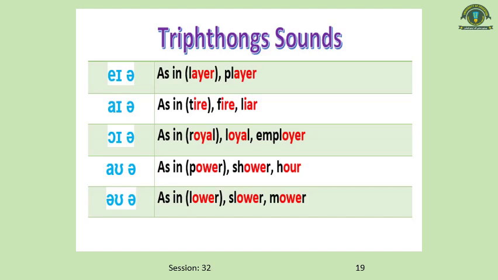As in, first one is air, layer, player. The second one is ire, tire, fire, liar. The third one is oil, royal, loyal, employer. The fourth one is hour, power, shower. The fifth one is over, lower, slower, mower. Is it clear?